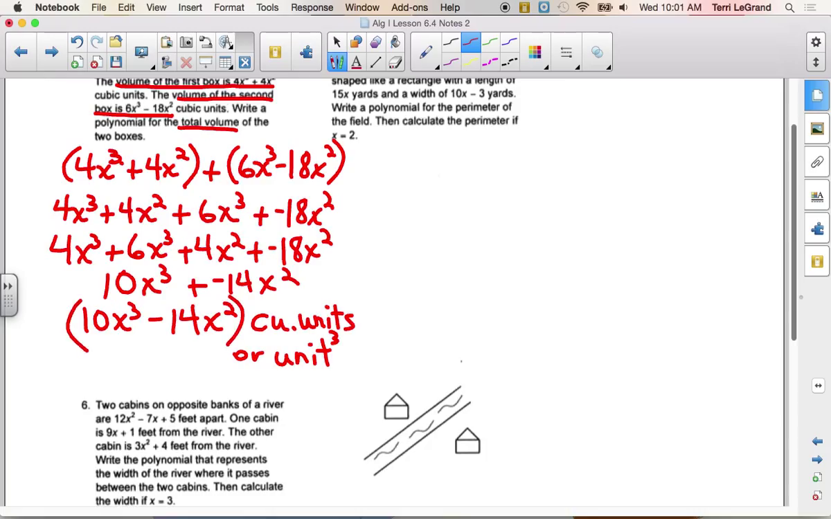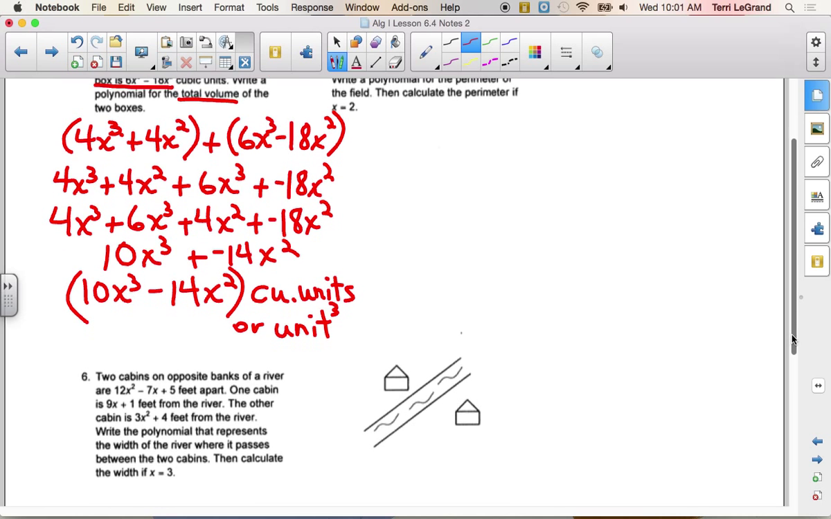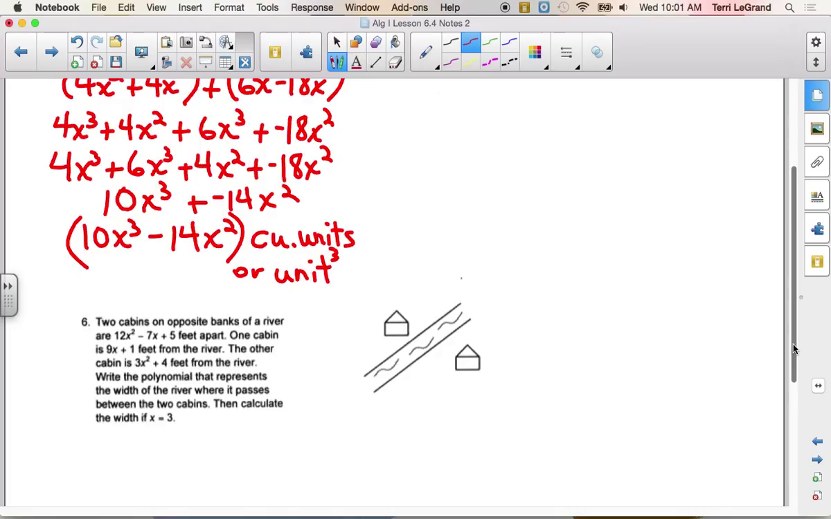And hopefully after doing your SQ3R, that should have been what happened in the lesson. So the polynomial 10x cubed minus 14x squared is cubic units, or units cubed, okay? So whenever our answer becomes a polynomial answer, put that in parentheses and then the label behind it, okay?